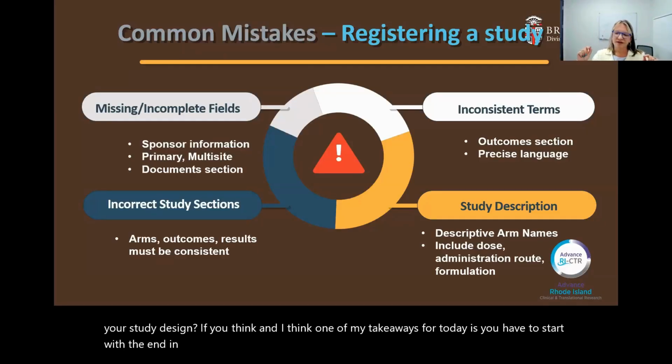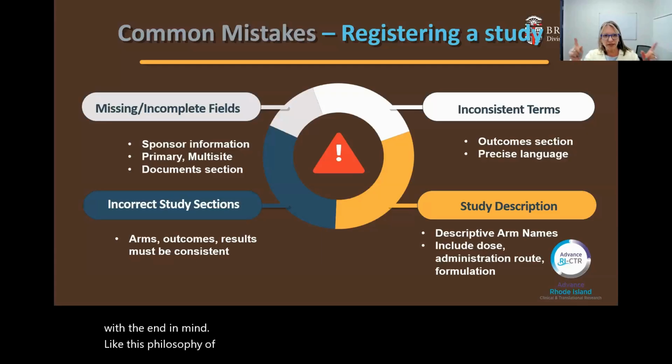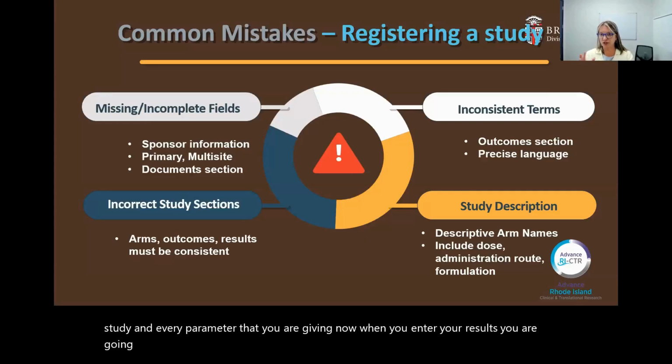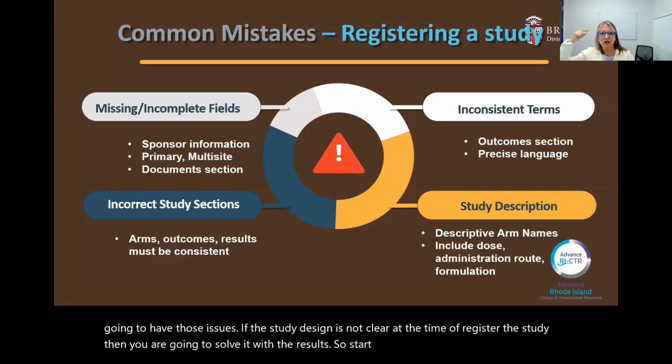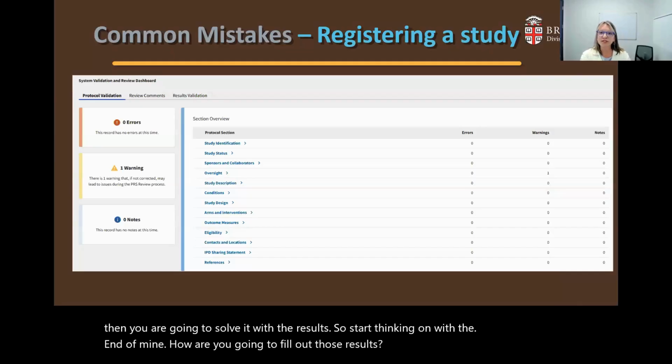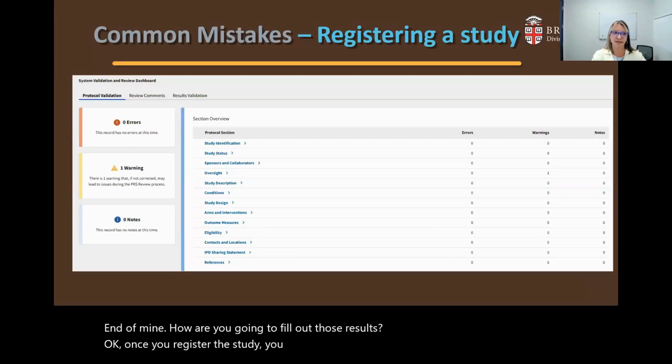Like this philosophy, start with the end in mind, because the way that you register a study and every parameter that you give now, when you enter your results, you are going to have those issues. If the study design is not clear at the time of registering the study, then you are going to suffer with the results. So start thinking with the end in mind. How are you going to fill out those results? Okay, once you register the study, you will get a screen like this: 0 errors, warnings, notes.